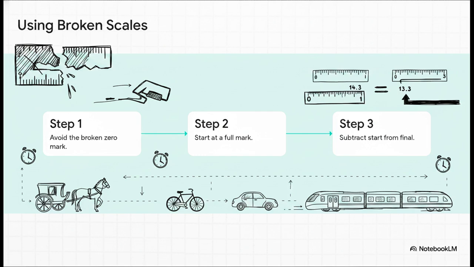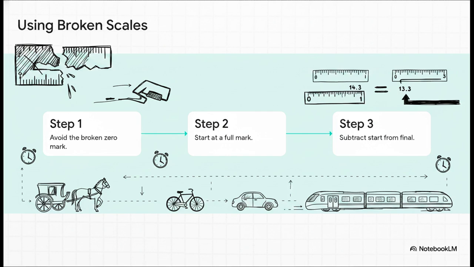Like, what if the end of your geometry scale breaks off, and you can't clearly see the 0 mark? Well, you should never, ever just guess where 0 is. Instead, step 1, just avoid that broken end entirely. Step 2, start at a clear, full mark, like the 1.0 centimeter line.